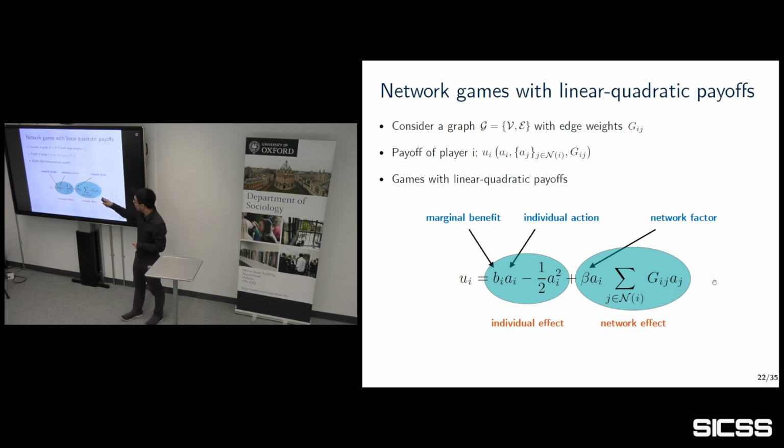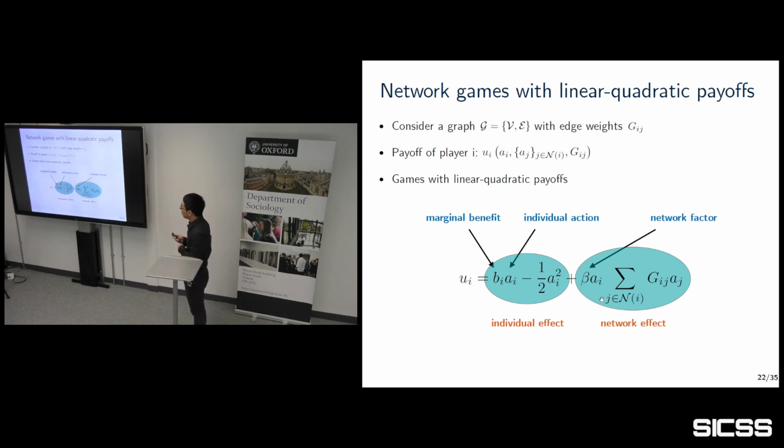So you can clearly see that the first two terms correspond to a kind of individual effort. This is the individual benefit. This is the cost. It's a negative squared term. And then this term is basically the network effect. So if you have a lot of people who are your neighbors, and if they all have a very high a_j, then if you put a high a_i, it will increase your own utility.